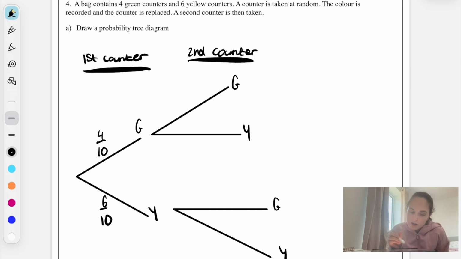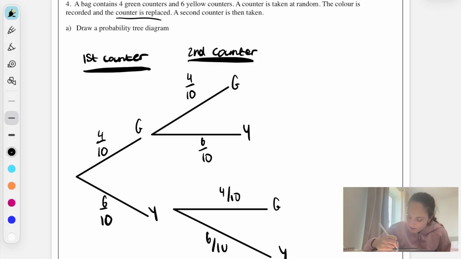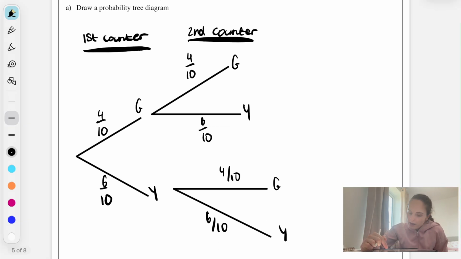The fact that the colour is recorded and then replaced tells us that the number of counters remains the same. So the probability of green for the second counter is going to be identical. So it's going to be 4 over 10 and 6 over 10, and this is going to be the same, so 4 over 10 and 6 over 10. So now I've got my tree diagram, I can answer the next part.